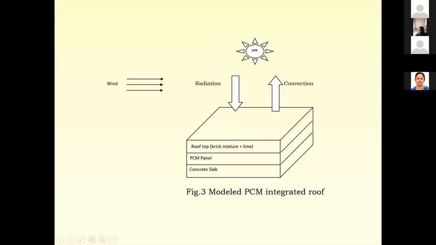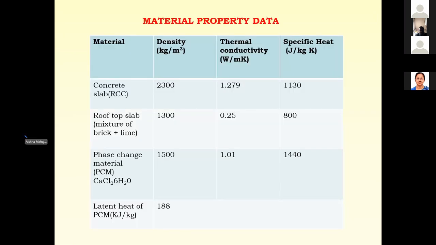Now, this is the actual picture. This is a 3D model of the same PCM integrated roof. How you see here, the building roof is being directly exposed to the sun radiation, and how the radiation is coming onto the roof. The direction of wind I have shown here. This is for this model, and this model is being compared with the simple RCC roof. Now I will show you how this is going to work out.